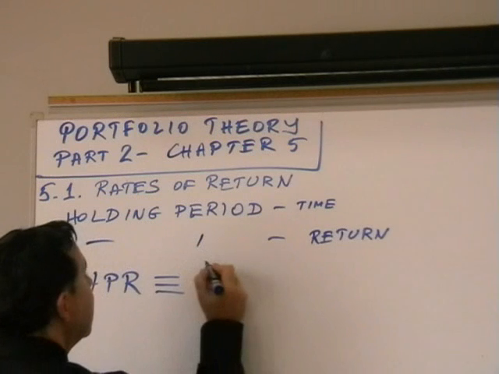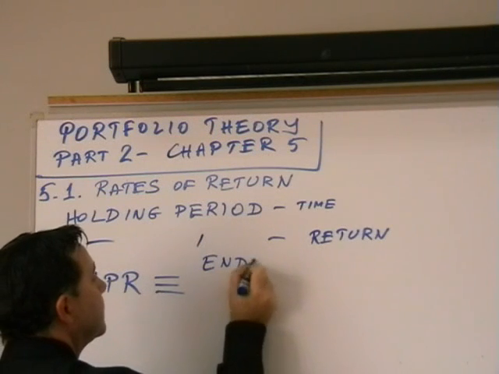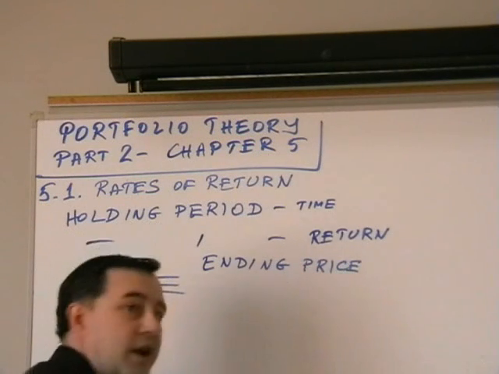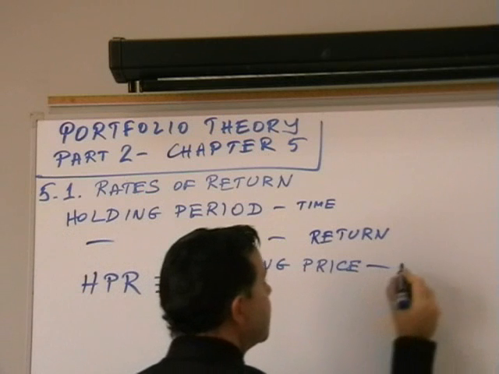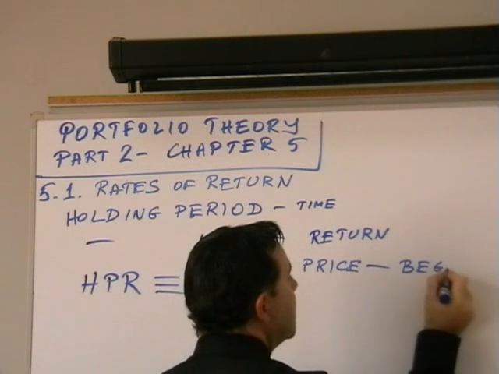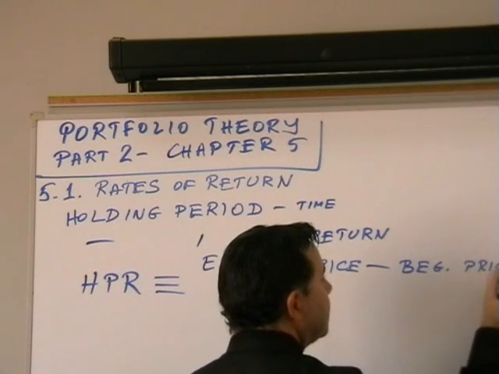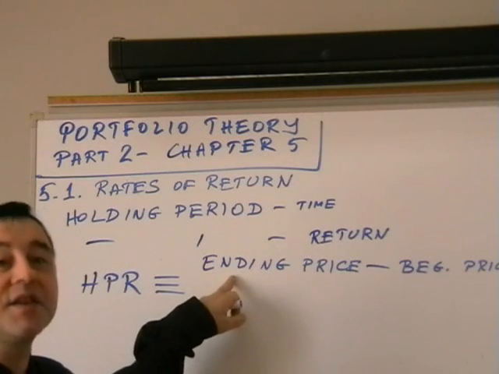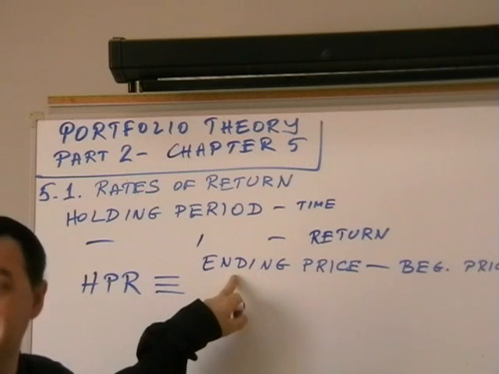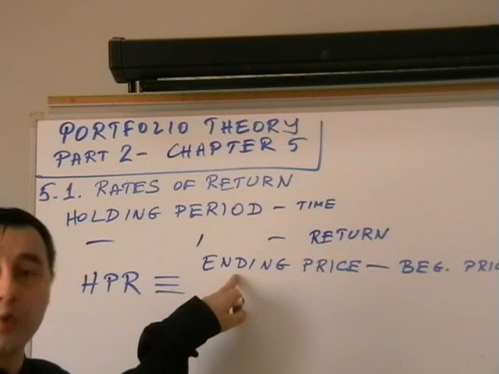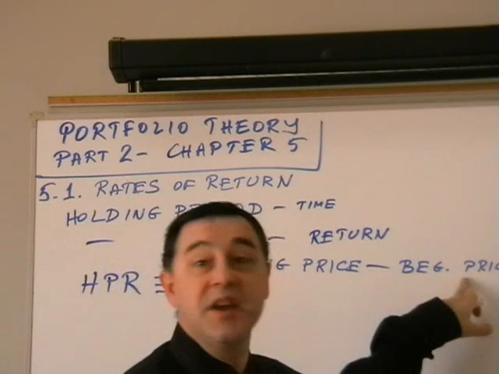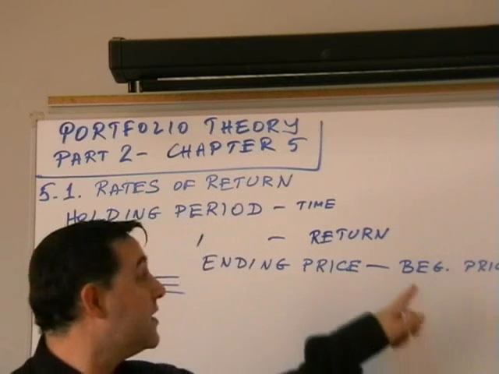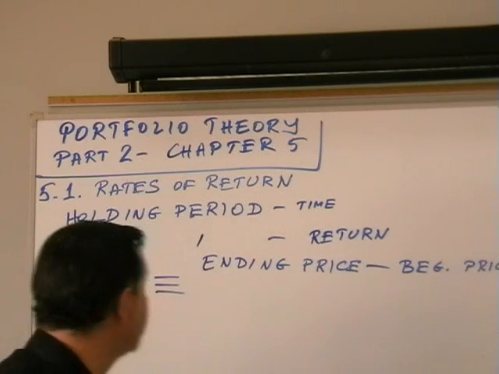So, you have ending price, and then you subtract beginning price. Ending price is the price of the asset at the end of the period for which the asset was sold. Beginning price is the same as purchase price. This is the price that the asset was purchased for at the beginning of the period.